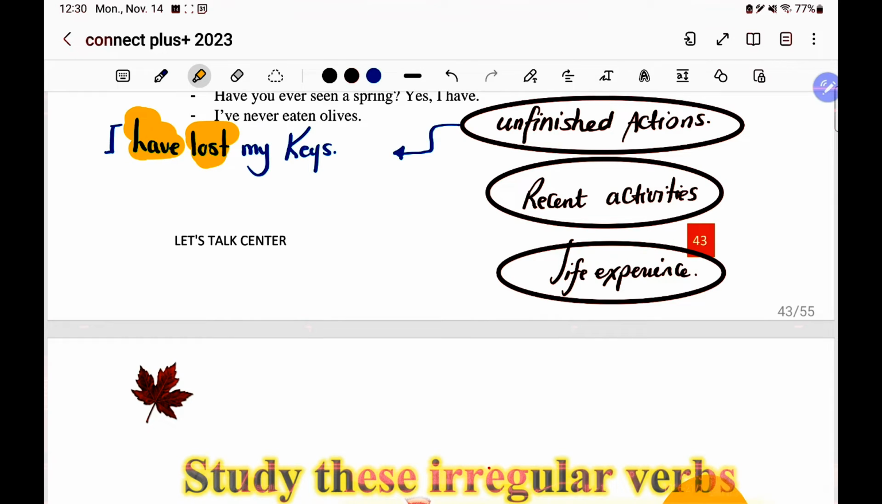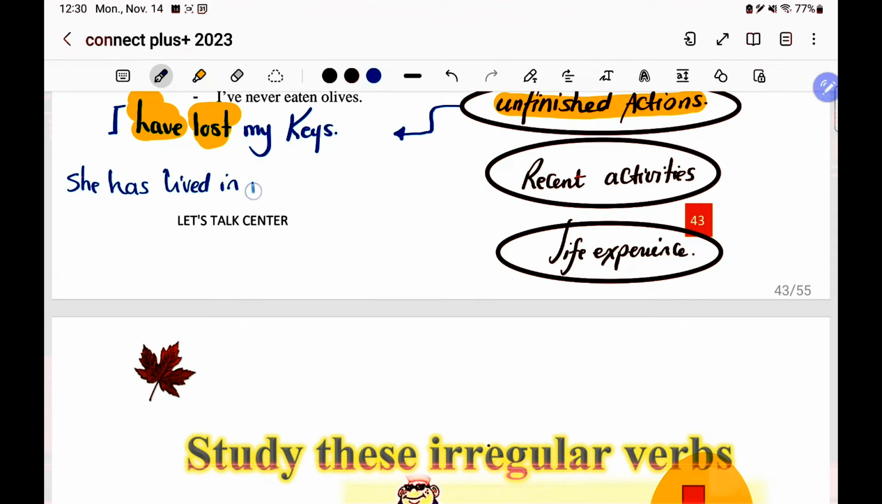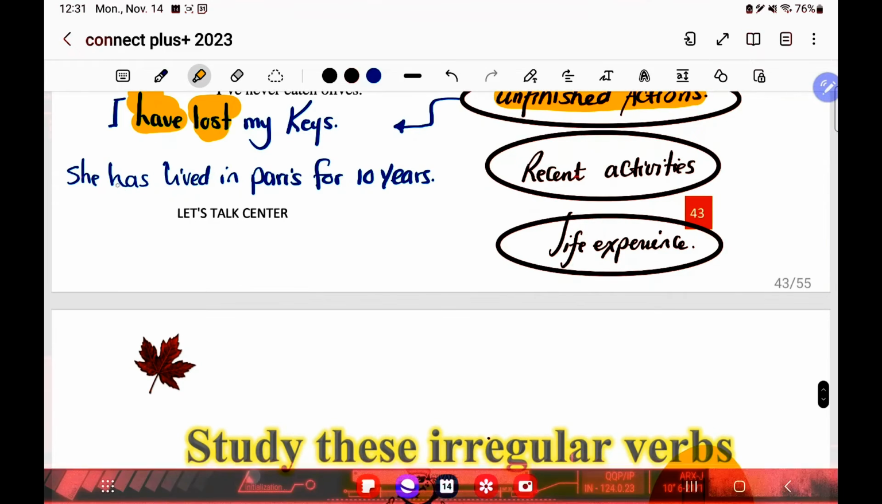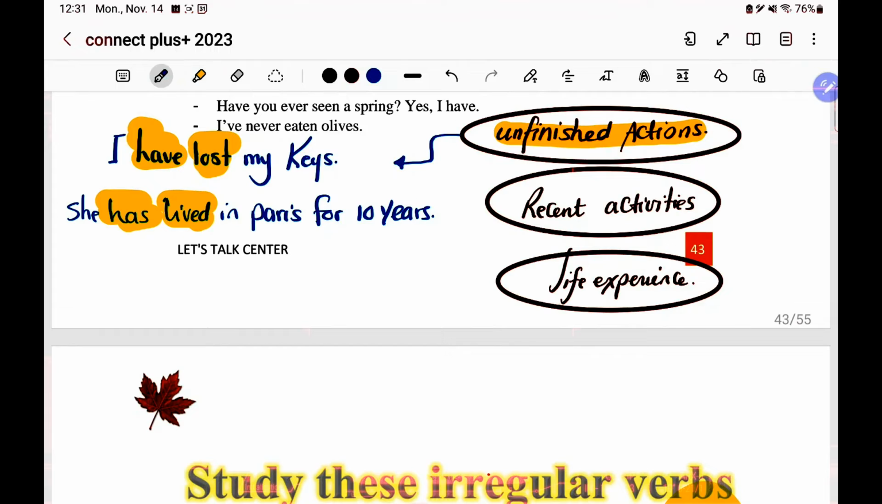I have lost my keys. يعني أنا فقدت المفاتيح بتاعتي ضيعتها يعني. This action is unfinished. يعني إيه unfinished؟ يعني المفاتيح لسه ضايعة مني أنا ما لقيتهاش. She has lived in Paris for 10 years. This is also an unfinished action. يعني إيه unfinished actions؟ يعني she still lives there، يعني هي لسه موجودة هناك في باريس.